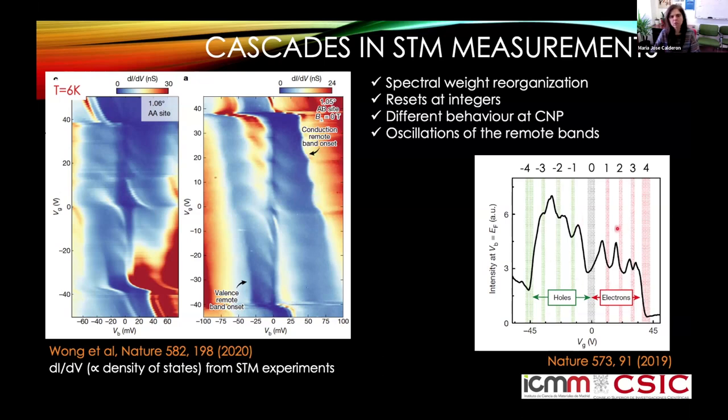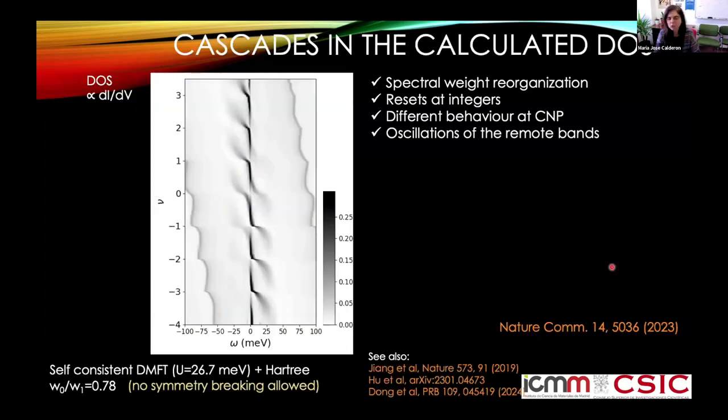And these results in which the density of states has been seen to be depressed at integer fillings. And these are the results that we get out of our DMFT plus Hartree calculations. So this is the density of states, which would be proportional to the dI/dV characteristics that have been observed experimentally. And we observe exactly the same kind of things that have been observed in experiments. We have this spectral weight shift from energies of the order of where you would expect to have Hubbard bands towards the chemical potential, which is at 0.